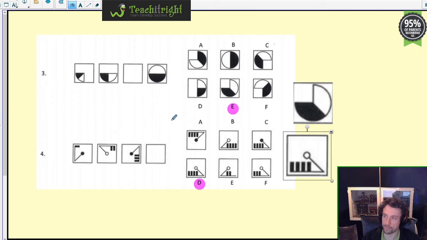Number 3, what we have here is an interesting one. We can see that each time we're gaining a quarter of a circle. So we've gone from 1/4 to 2/4. So next up, I'm expecting there to be 3/4. So that eliminates a few options for us. But what is very unusual is that of the total amount of shape, half is always shaded in black.